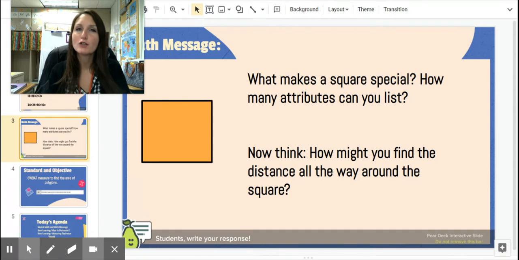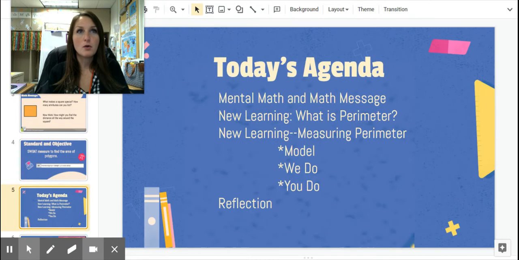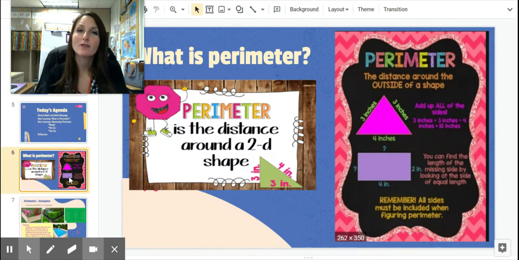What would we do? Well, we are going to be measuring these polygons today, and that's going to help us find the perimeter. So that is our objective today, that we can measure to find the perimeter of polygons, and this is part of our measurement standard. So we are going to look at our new learning of perimeter. I'm going to model that, you're going to work on that and practice that, then you're going to be able to do that on your own by the end, and hopefully you'll feel confident.